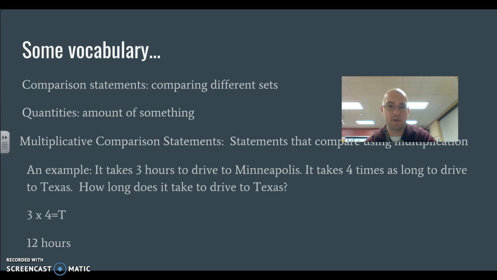An example: it takes 3 hours to drive to Minneapolis. It takes 4 times as long to drive to Texas. How long does it take to drive to Texas? So we can think of that as a multiplication sentence. You've got 3 times 4 equals t, and it's 12 hours.